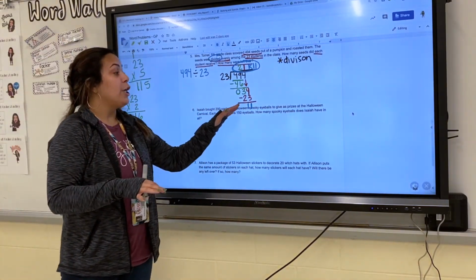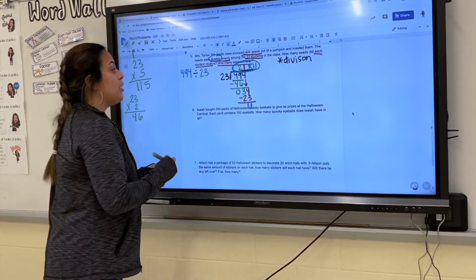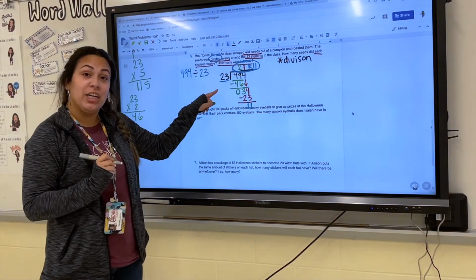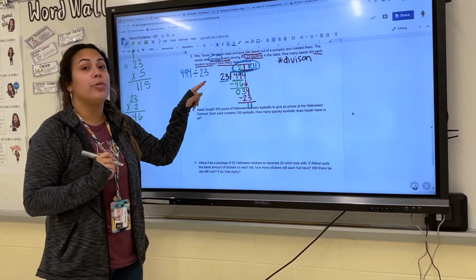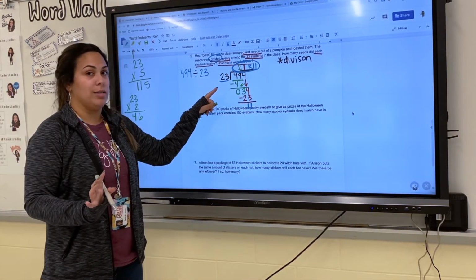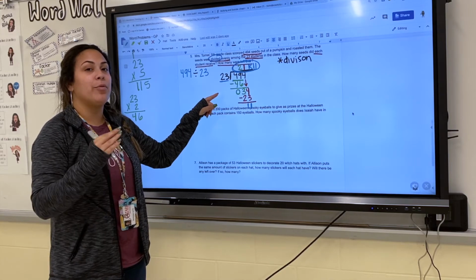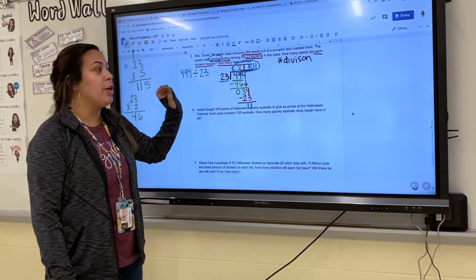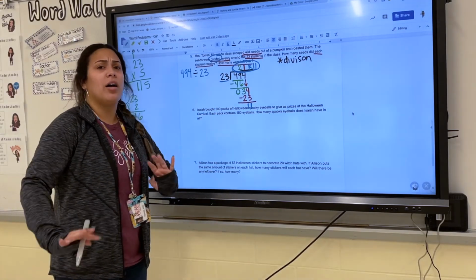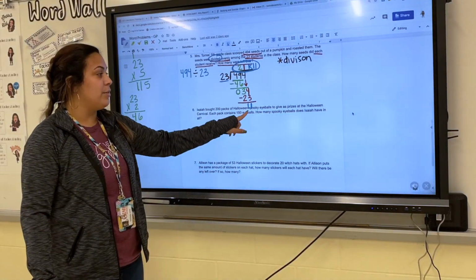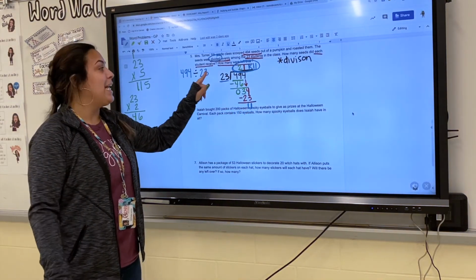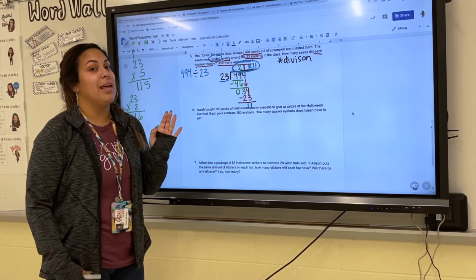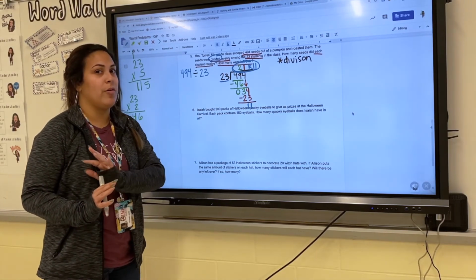Remember, your remainder always has to be lower than this number. If your remainder is higher than your divisor, then you did something wrong somewhere, because you cannot have a number remaining that is higher than your divisor. Another way to make sure that you are on the right track is that if your remainder is less than your divisor, then you're on the right track. If it's higher, then that means we messed up somewhere, okay?